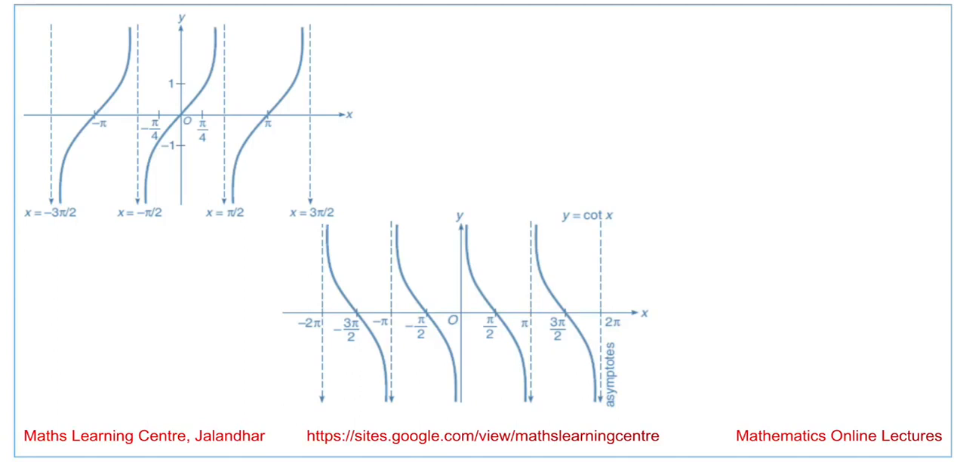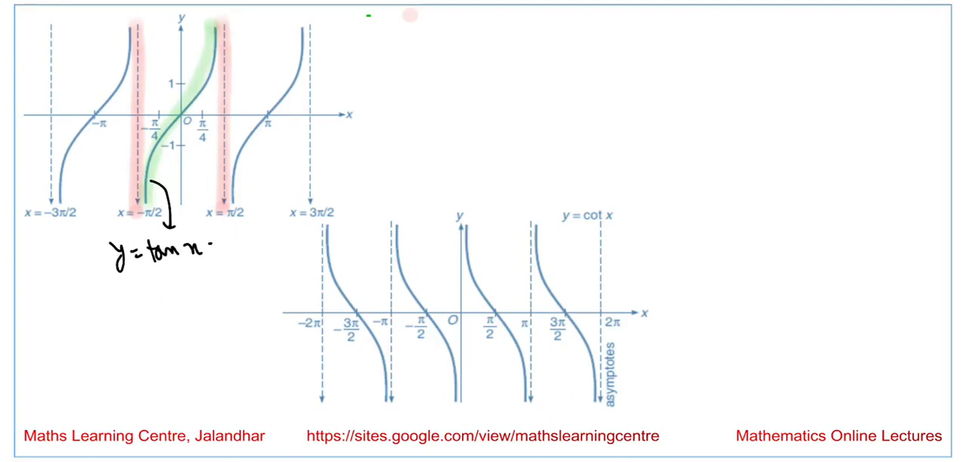Now the next thing we have to do is plot the graph of y equals cot x. We have already seen the graph of tan x, and it is in this form. This is the line x equals minus pi by 2, this is the line x equals pi by 2, and this is the graph of y equals tan x.